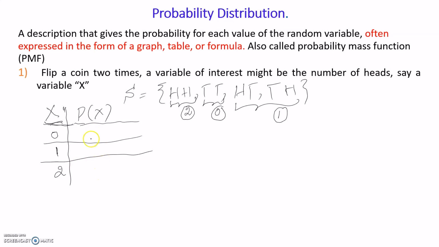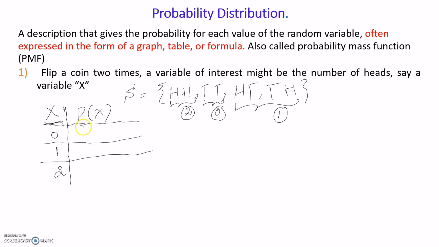Now I ask you to pause this video and think about these. These are now 3 problems of a probability distribution. What is the probability of getting exactly no head? What is the probability of getting 1 head? And what is the probability of getting 2 heads? Pause this video and think about the answer.